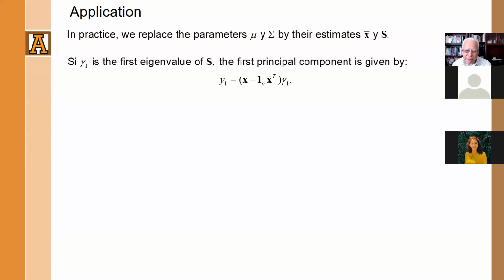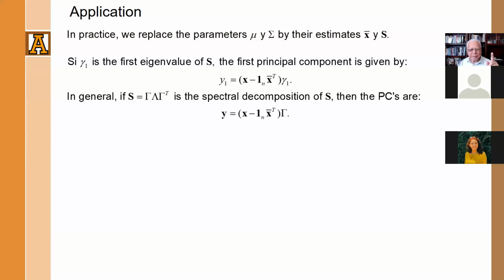And the first principal component is given by this expression: x, my vector x, original data, minus a vector of ones times the transpose of the mean. Remember that for the transformation, we took x minus mu, right? Well, we're doing the same thing, but instead of mu, we're using the sample mean. So this is x minus 1, a vector of ones times x transpose, times y1. And that will be the first principal component.